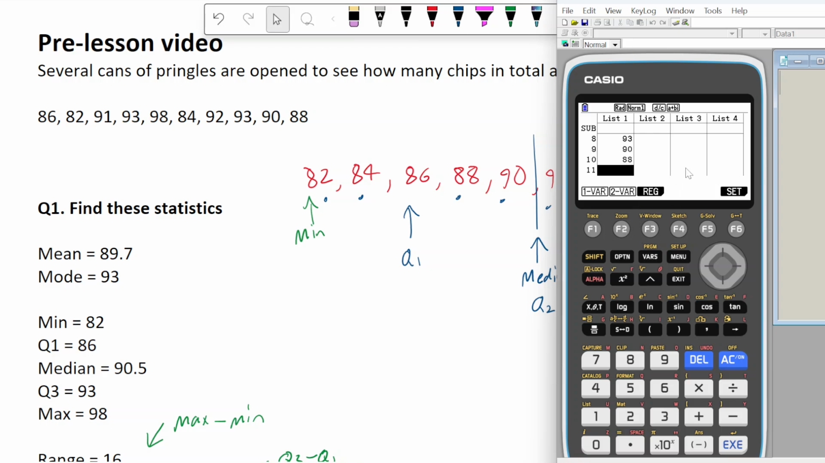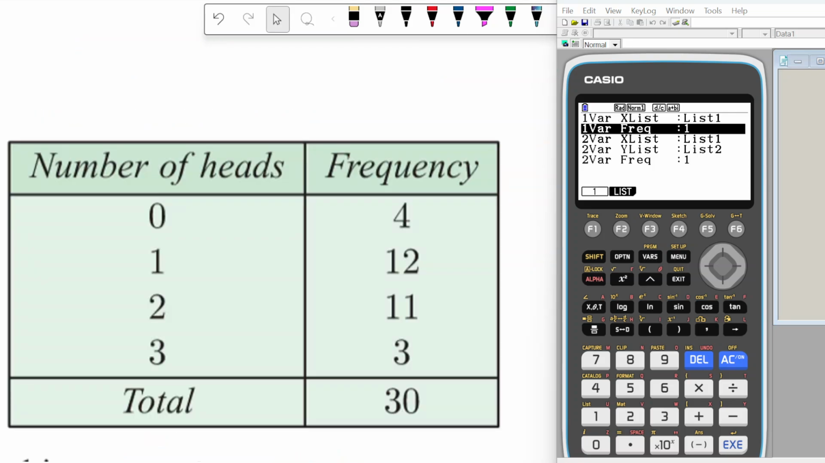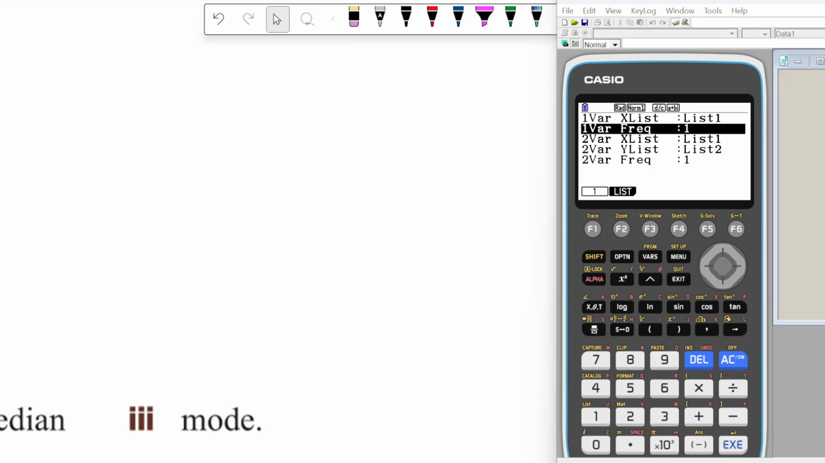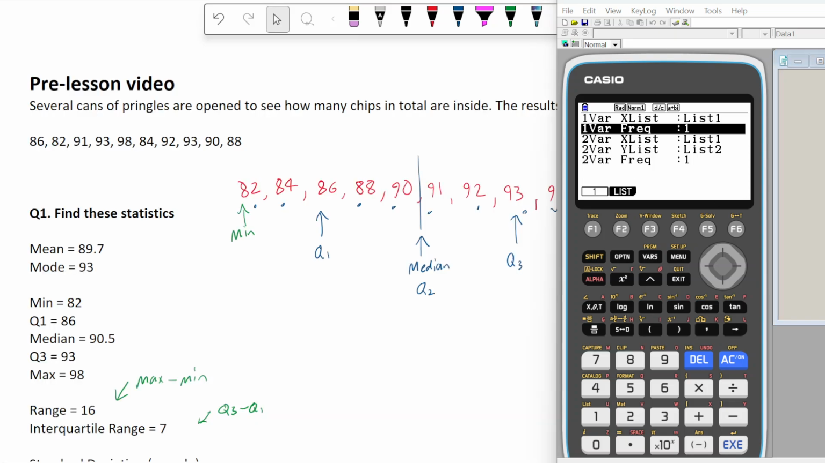You want to hit F2 for calc, and then you want to hit the set button. Now, this one here can change. It depends what type of data you have, but basically if you have a frequency list like this, this option should be list and then 2, and you'll write 2 lists in that front menu here. Since we've got our Pringles data and it's just a big long list of numbers, we just hit F1 to put 1 in that option there.